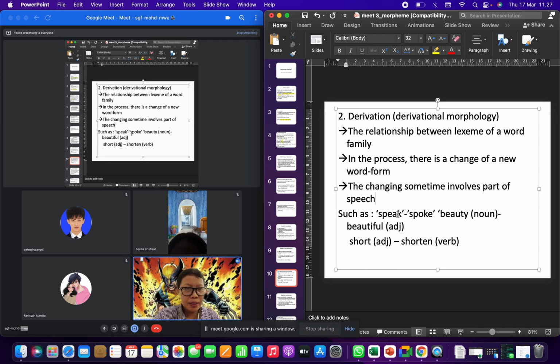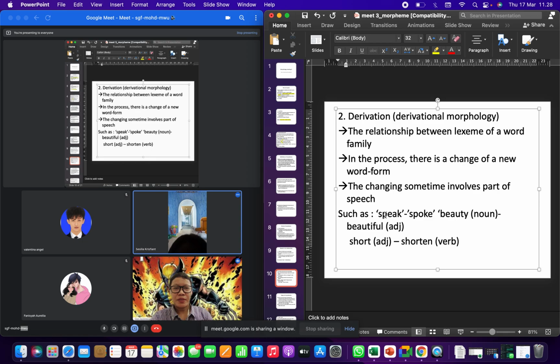Okay, let's see. From the example speak to spoke, if we see its part of speech, it is still a verb. So when we see from its form, speak to spoke, it is inflectional morphology. But if we see from its tense, from present to past, it is derivational. Do you get it, Cecil?